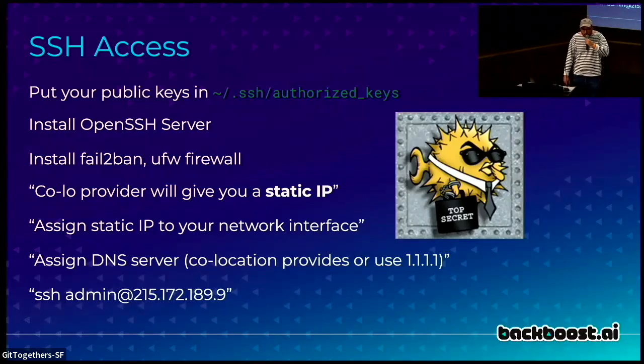Okay. The colo provider gives you a static IP. Great. You assign it to the network interface. Then you also assign a DNS server. That's all you need to do. Just very simple. ChatGPT can help if you're lost. I literally was in the data center asking ChatGPT, hey, how do I assign a static IP? That's what we're doing. But great, once you've done this, you can just SSH, give your username and then the IP, and then boom, you're in. Your box is ready.